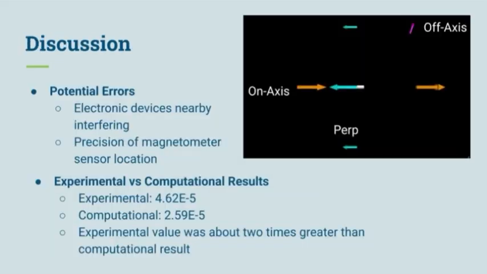Potential errors in the lab include electronic devices nearby affecting the magnetometer accuracy in its readings and the precision of the magnetometer's location. From part 2 of the lab, we found that the magnetic field was 4.62 raised to -5, while the computational magnetic field was 2.59 raised to -5. Based on the two results, the experimental result value was about 2 times greater than the computational result due to potential errors and real-world situations.